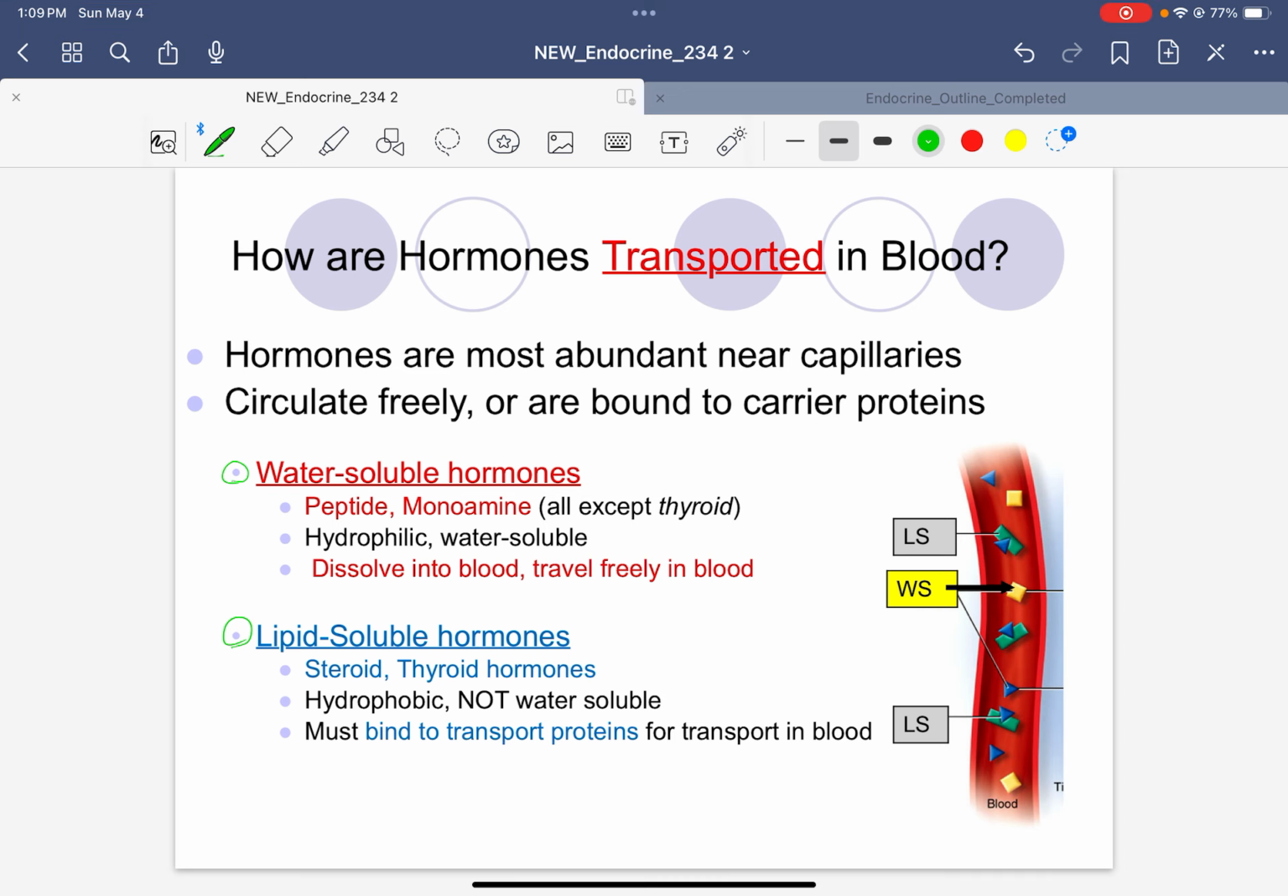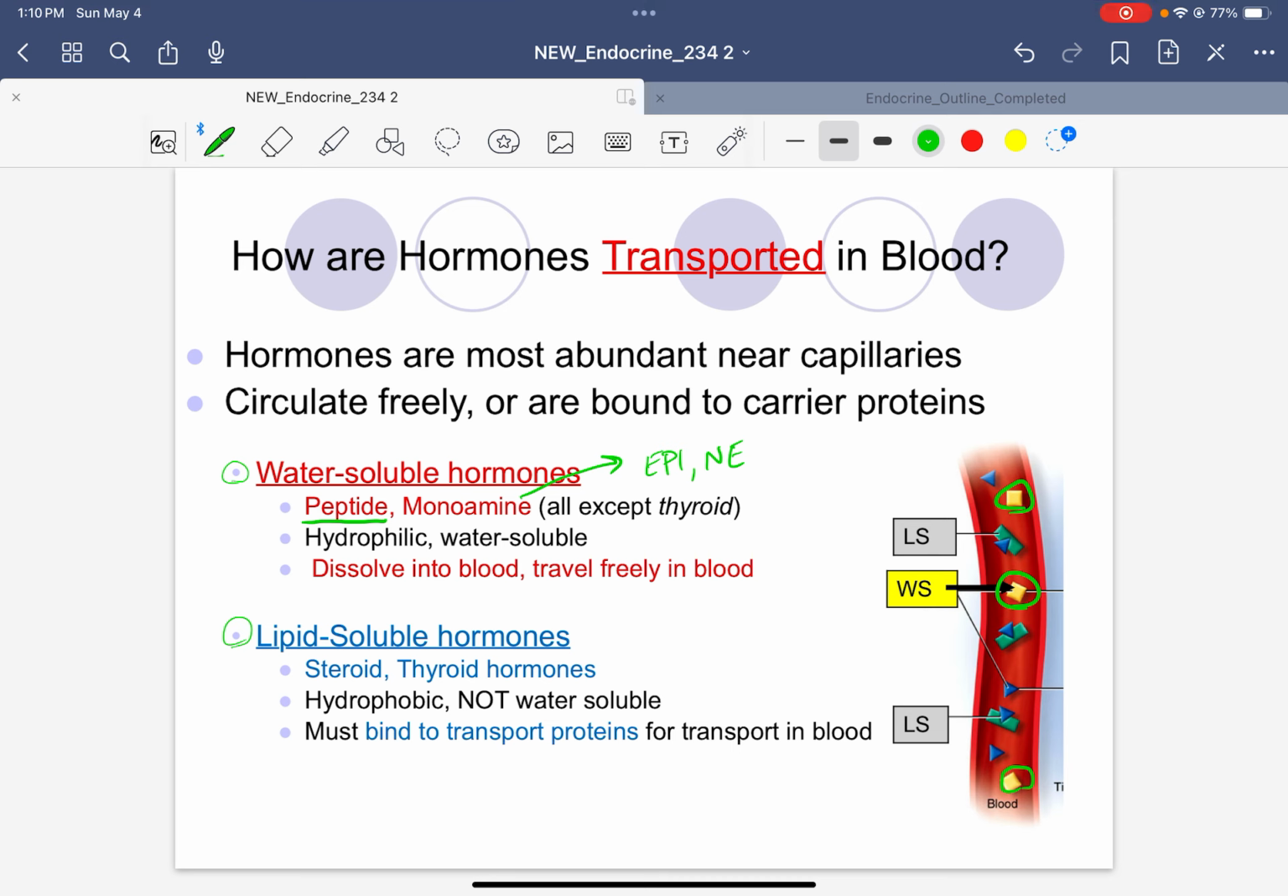So remember, the water-soluble hormones are all the peptide hormones and the monoamine except for thyroid. So really, what that's telling us is it's epinephrine and norepinephrine. So all the peptide hormones and epinephrine and norepinephrine are water-soluble. And what that means is they can be transported in the blood as is. The blood is mostly water. These are water-soluble. Therefore, they dissolve in the blood, travel freely in the blood.